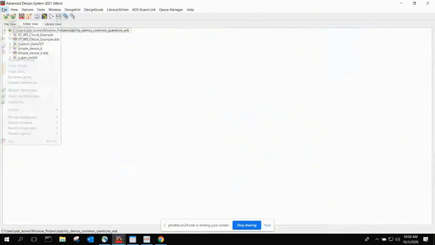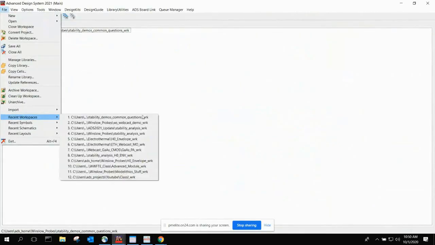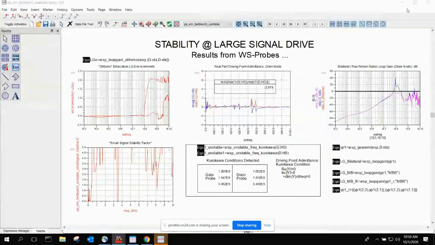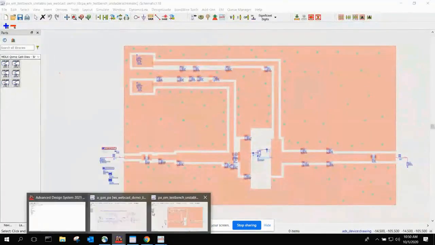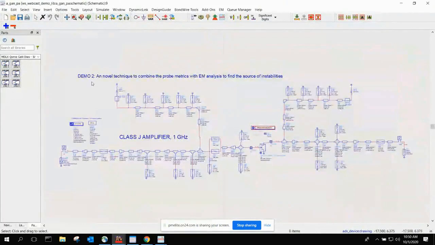The second demo I have will be a little bit more brief, mainly because I've shown this in the YouTube video. And I think that you can go watch the YouTube video on the channel if you want more information. But essentially, what I want to show here is, I think, a pretty novel technique. I haven't seen anyone else show this technique before, to combine the probe metrics that we have with EM analysis to find the source of instabilities.